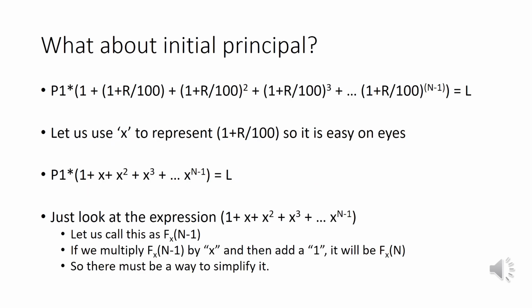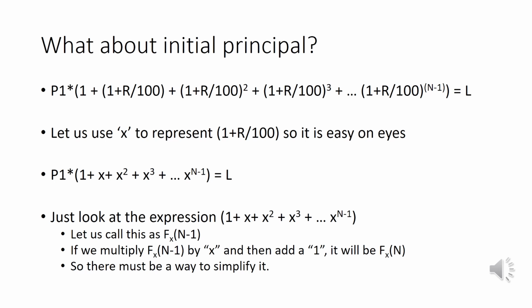So continuing, you can see that the first line is the same thing that we saw in the last slide. Let us use x to represent 1 plus r by 100 so that it is easy on our eyes. That transforms this equation to P1 into (1 plus x plus x squared until x power n minus 1) is equal to L. Now just look at this expression: 1 plus x plus x squared, x cubed.